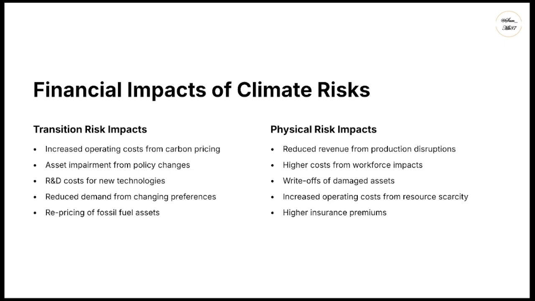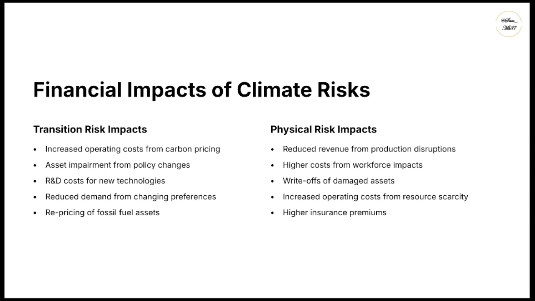rising R&D costs as companies invest in low carbon technologies, reduced demand if consumer preferences shift away from higher emission products, and the repricing of fossil fuel assets, which could lose value rapidly in a carbon constrained economy.